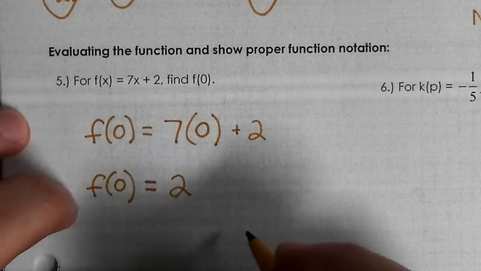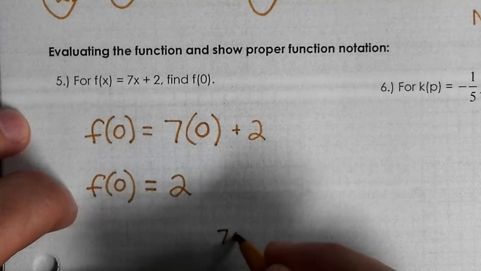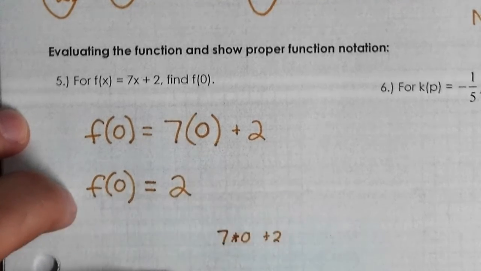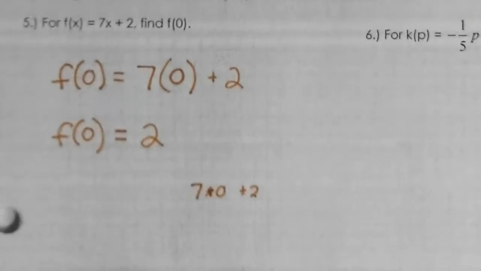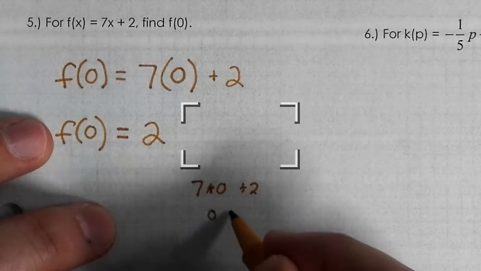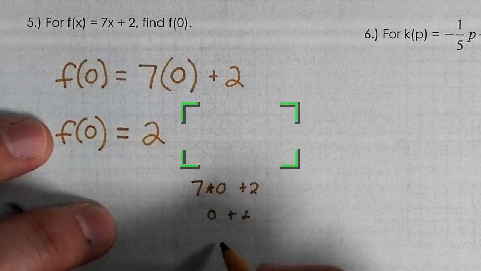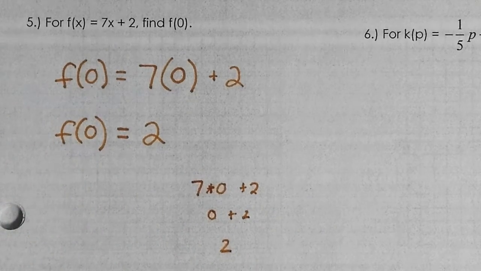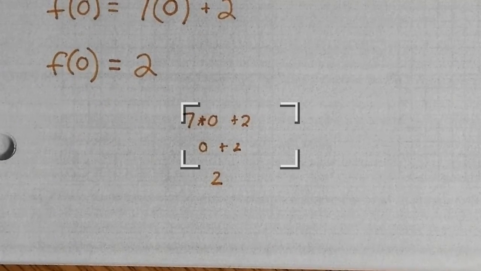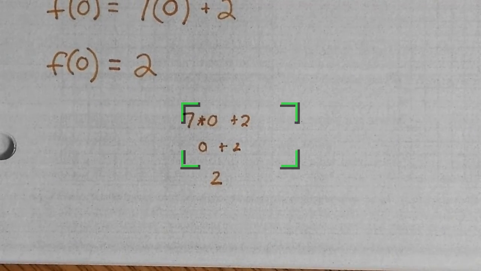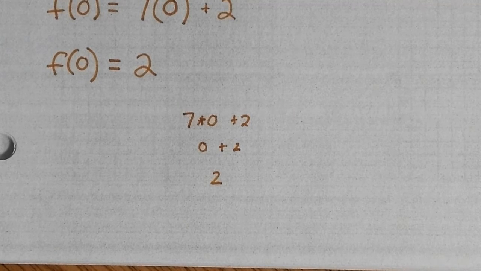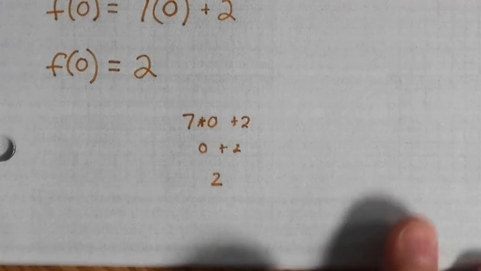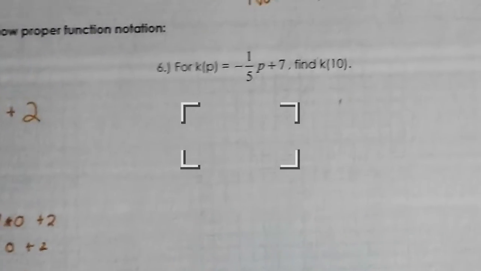So kind of do some work down here on the bottom. 7 times 0 plus 2. Well, 7 times 0 is 0 plus 2. 0 plus 2 is 2. All right. When in doubt, though, just use that calculator. Use that calculator, put the parentheses in, and then just plug it in exactly the way it says.